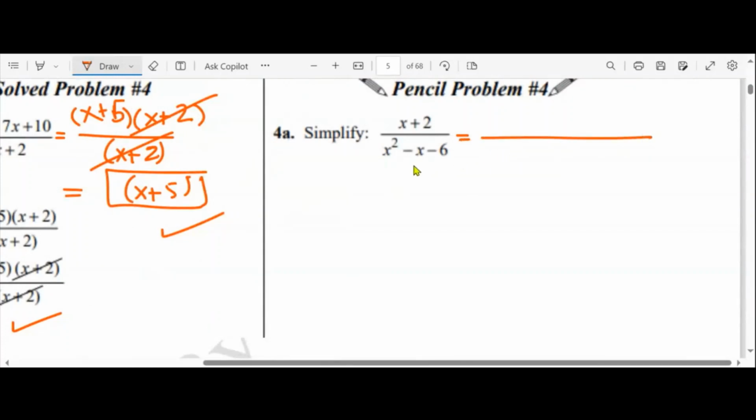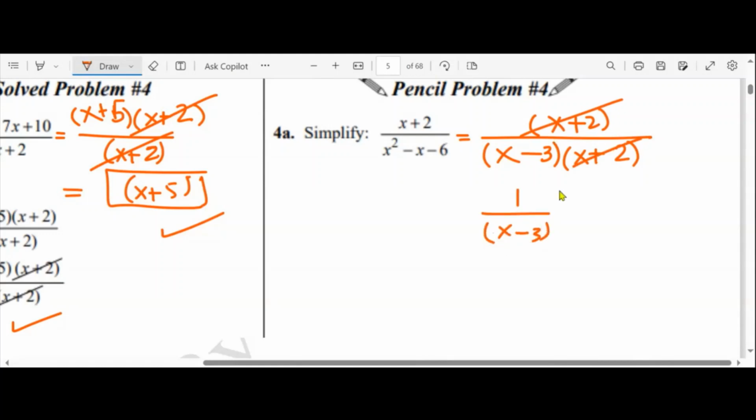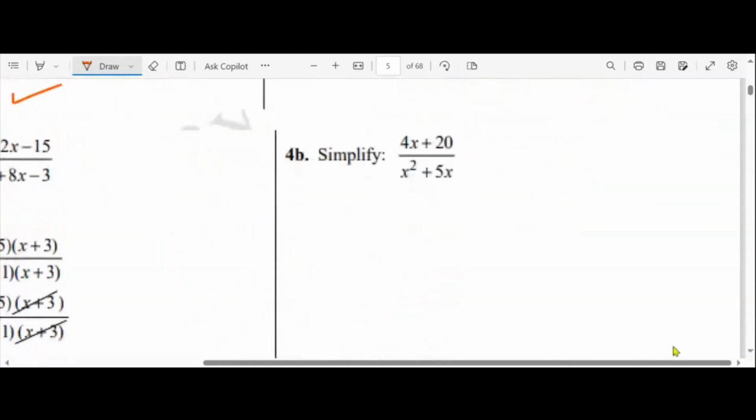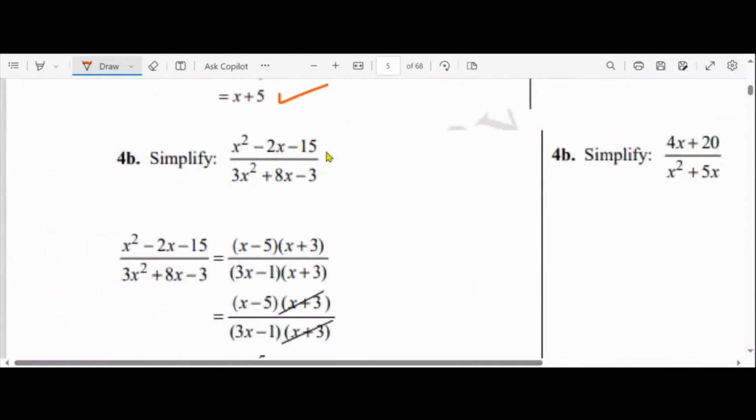Let's do the next one here. We're going to factor what? So it's going to be what, 3, 2 or 6, 1? 3, 2, minus 3 plus 2. What about the top? Stay the same. Cancel, cancel. What do you get? Easy. That's simplified, okay?